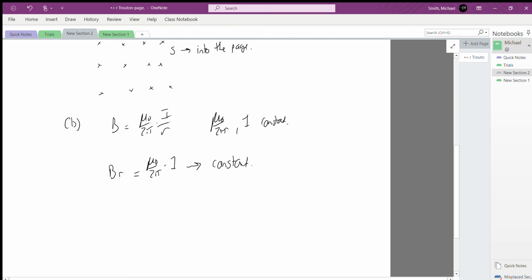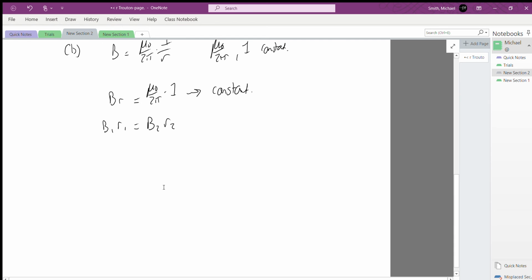Therefore, for any distance R, we can work out the magnetic field strength using this kind of relationship. So in terms of proportionality, we can write this as B1 R1 equals B2 R2. Here we're not talking about 1 and 2, we'll talk about S and T, so we can write the magnetic field at S multiplied by the distance at S is equal to the magnetic field strength at T multiplied by the distance from the conductor to T.